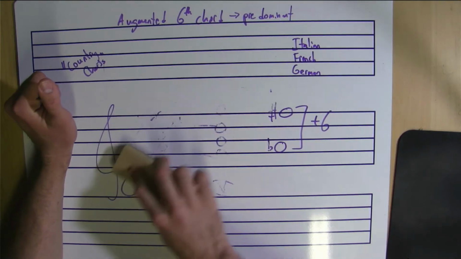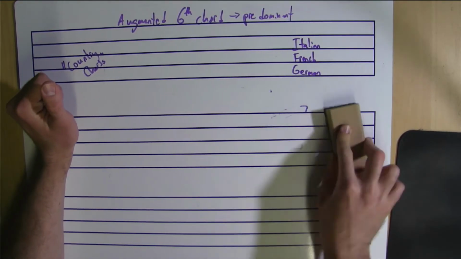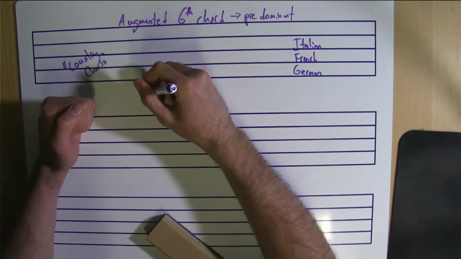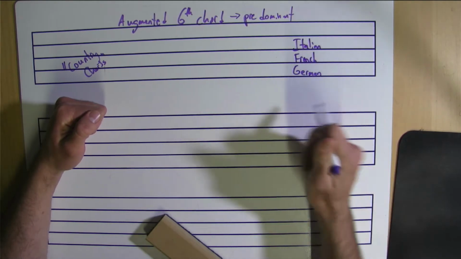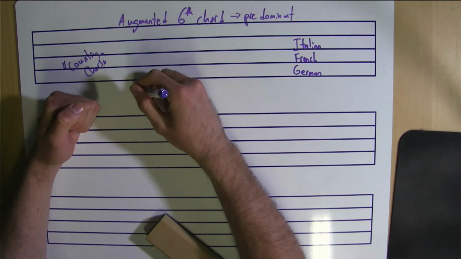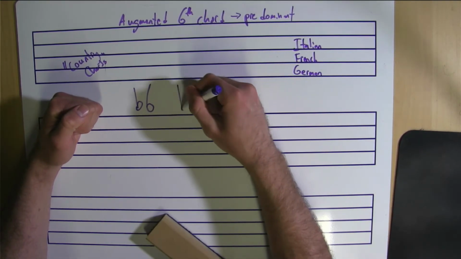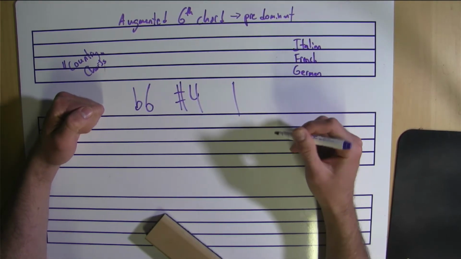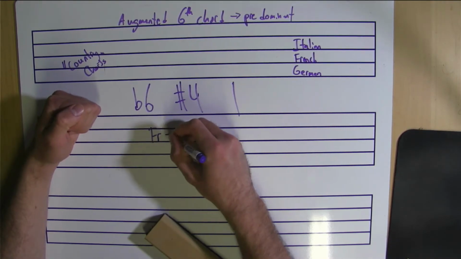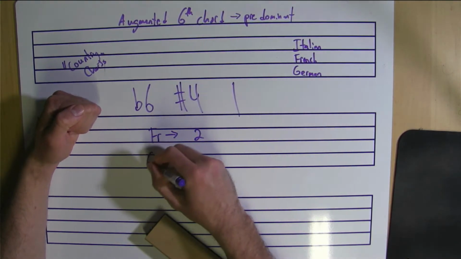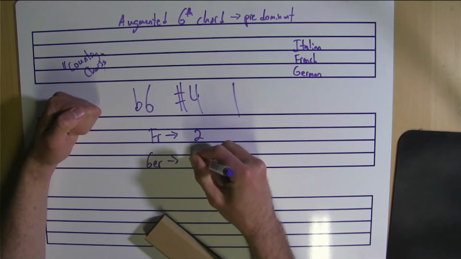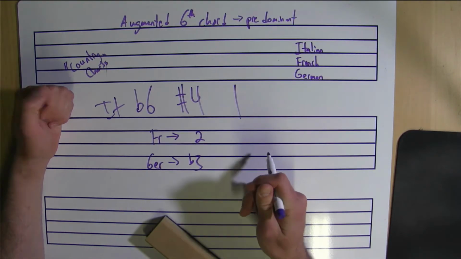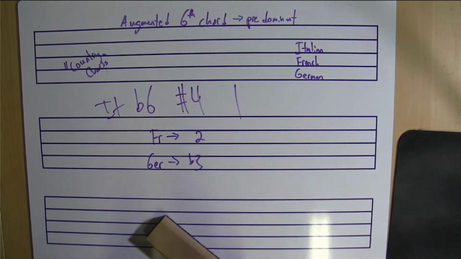So what did we just find out? First of all, augmented 6th chords are predominant. You have 3 different types: the Italian, French, and German. All 3 have the flat 6th scale degree, the sharp 4th scale degree, and the tonic, the 1st scale degree. The French adds the 2nd scale degree, and the German, instead of the 2nd scale degree, has the flat 3rd. So, very good. It's really easy. All you have to do is memorize those scale degrees.